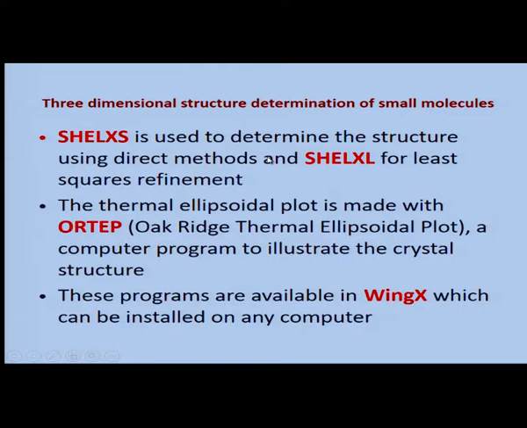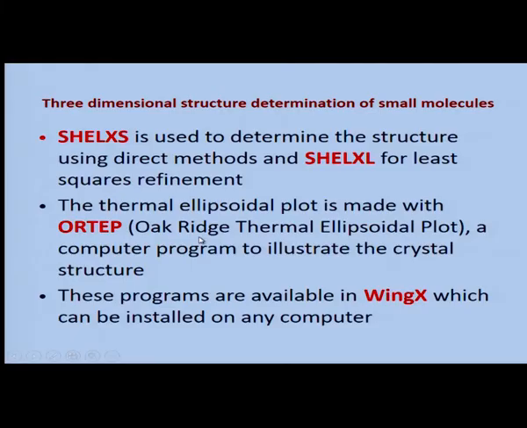Let us go to the program. Shelx S, S means structure determination, is used to determine the structure using direct methods, and Shelx L is used to adjust the thermal parameters after assigning them a uniform value. Then our atomic positions also are adjusted. That L is known as least squares refinement. This adjustment is mathematically known as least squares refinement.